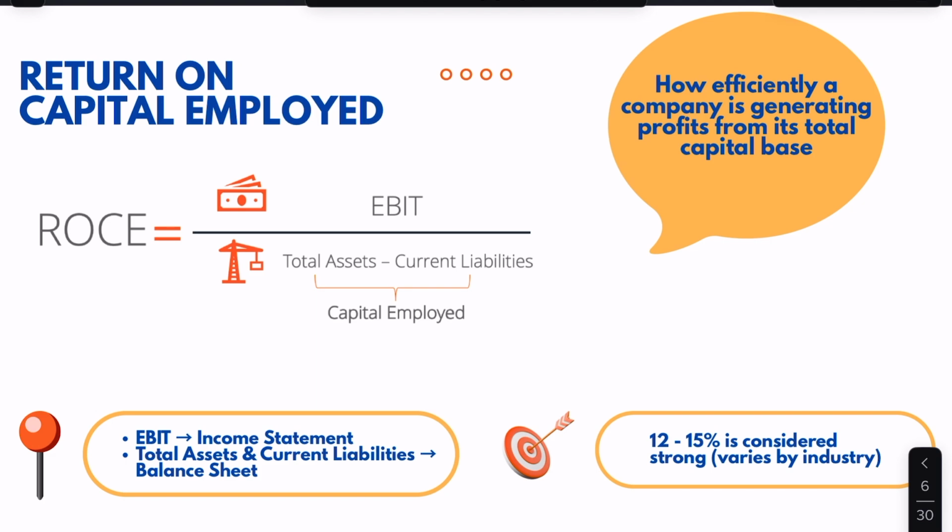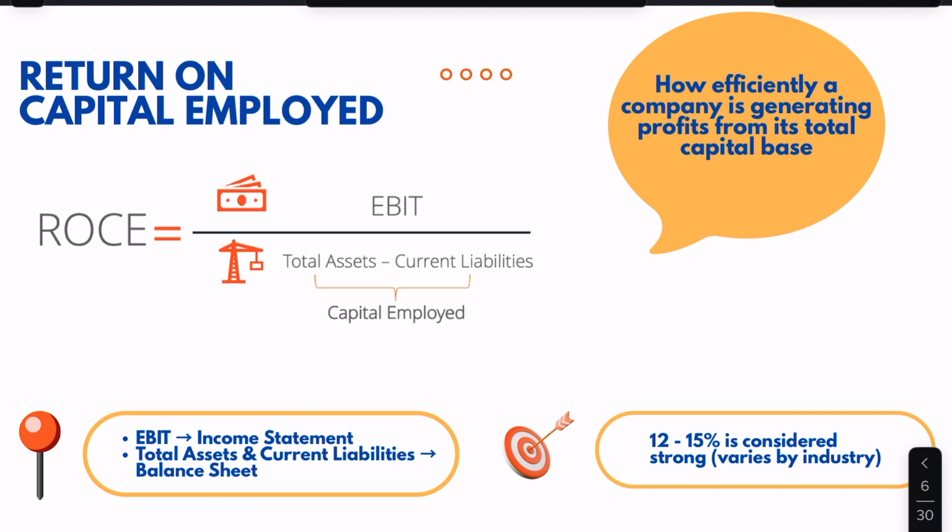Next, let's look at return on capital employed, ROCE. What ROCE means is how efficiently the company is using both equity and debt to generate profits. So the formula for ROCE is EBIT divided by total assets minus current liabilities, or the capital employed. You can find the EBIT from the income statement, and total assets and liabilities you can take from the balance sheet. And as a benchmark, 12 to 15% for ROCE is considered solid.